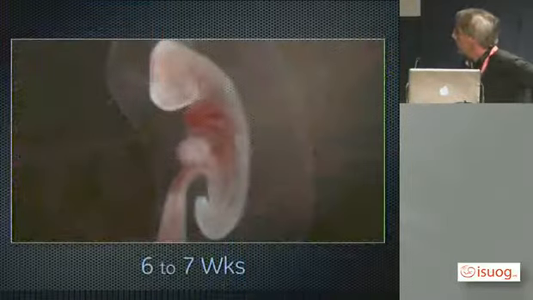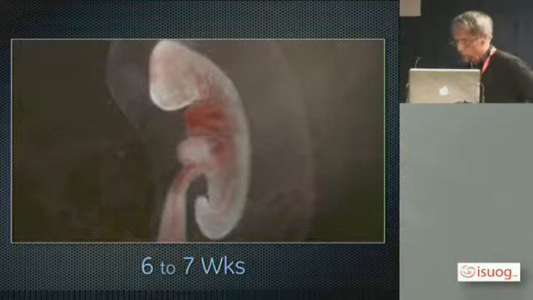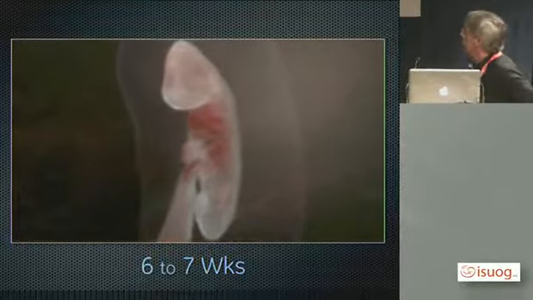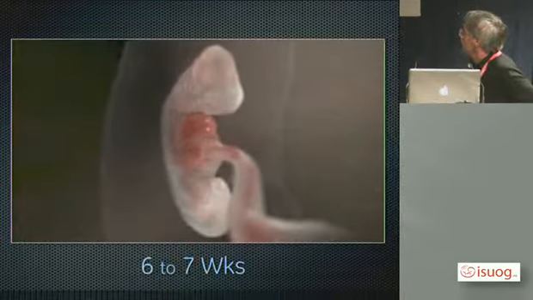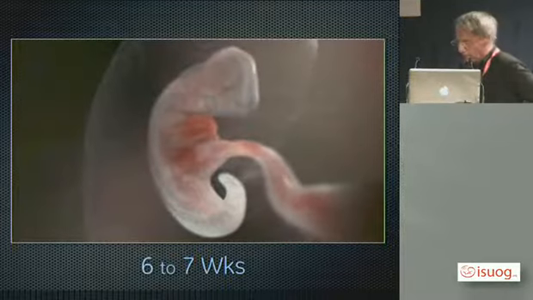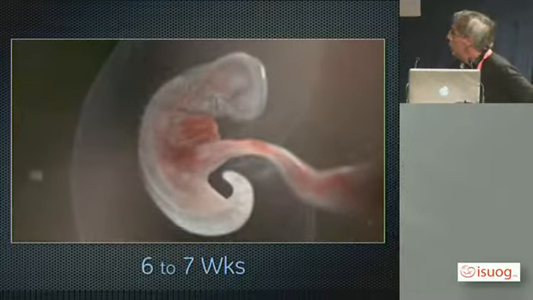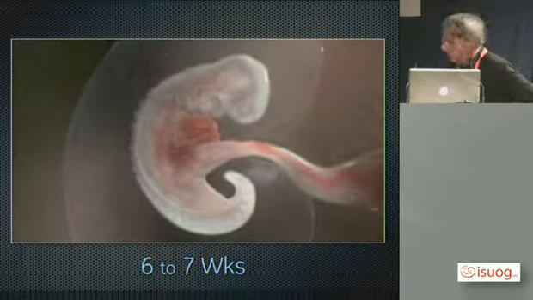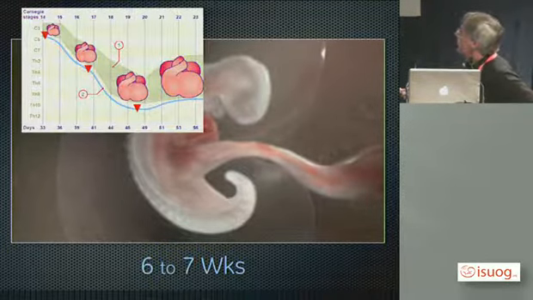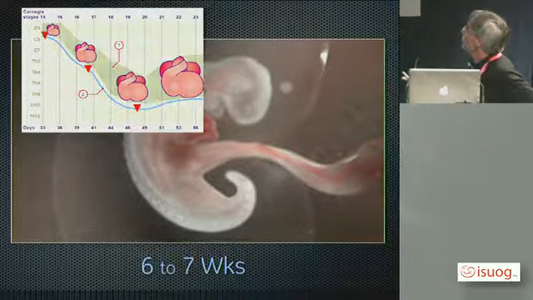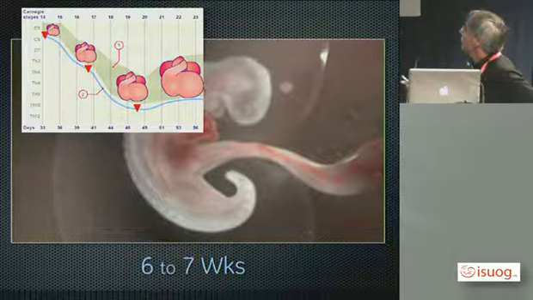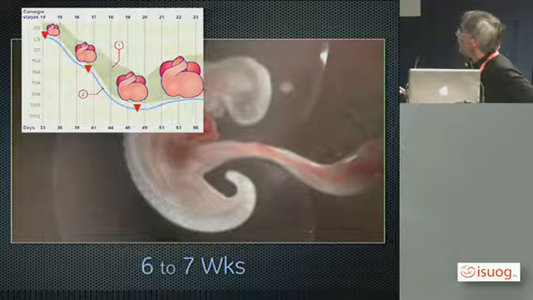And on this animation, you will see the position of the heart. And also the heart will move during the first weeks of pregnancy from this position to this position, and at the end, that means at 10 weeks of pregnancy, the final position is at the level of the thorax.